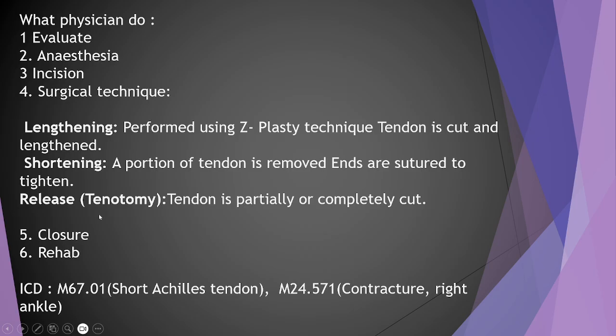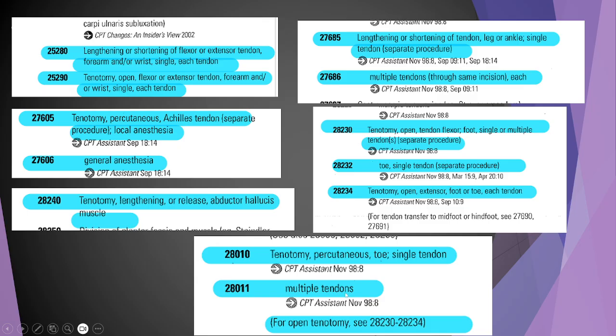And the release, that is tenotomy, the tendon is partially cut or completely cut. And after that, closure is done and rehabilitation is done. Okay. So the ICD, we already saw, is the M67 series, Achilles tendon contracture. These are some screenshots of the tendon lengthening, shortening, and tenotomy procedures.